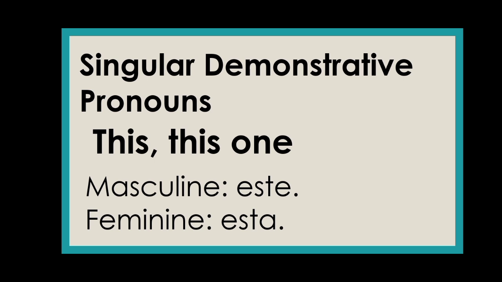So demonstrative pronouns: we have singular, plural and neuter in Spanish. We are going to learn one by one. Singular demonstrative pronouns, this or this one. Masculine, we write este, and for feminine, we write esta.